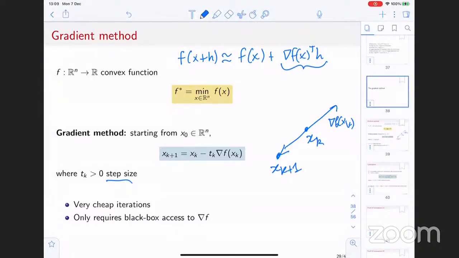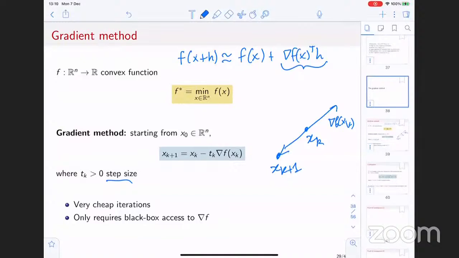This is what we call the oracle model in optimization, in the sense that you don't need to have a full description of your function, like a formula or anything. You just need that someone gives you access to the gradient, so that you can call a function at a certain x. You give it input x, and it will return to you the gradient of f.